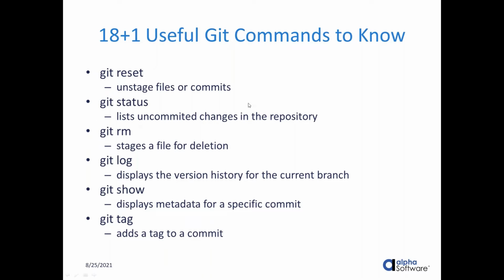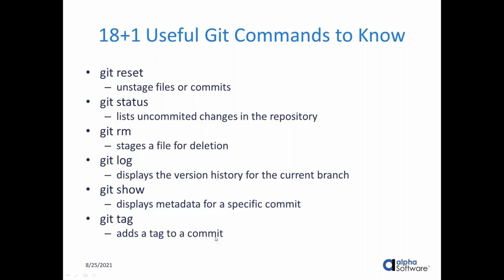Git status will give you a list of everything you've staged, everything that's changed, everything that's untracked. RM is short for remove. It's how you remove a file. The log displays a version history. Show displays some metadata for a specific commit. If you're working on the command line, the log shows you stuff like the commit ID and the message, but it might not show you who did it. So show will get you that information.